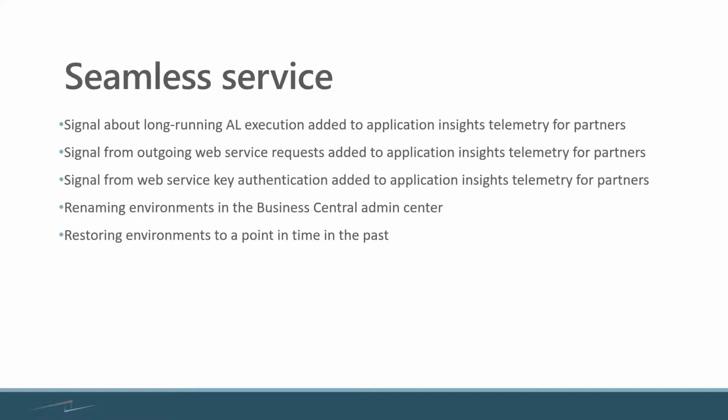All right, long-running AL extension added to Application Insights, again, really just helping make extensions more efficient. Outgoing web service requests added to telemetry, web service key authentication added to telemetry. So more tracking is available and is deployed around extensions. I think what that's going to do is help us with the extension model, just make it more efficient, more effective long term.